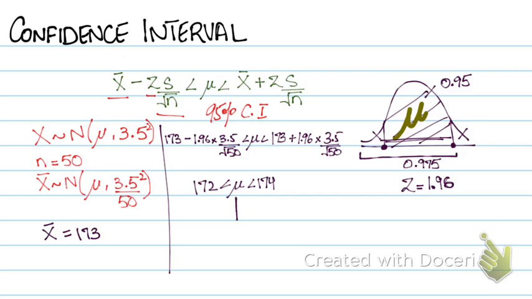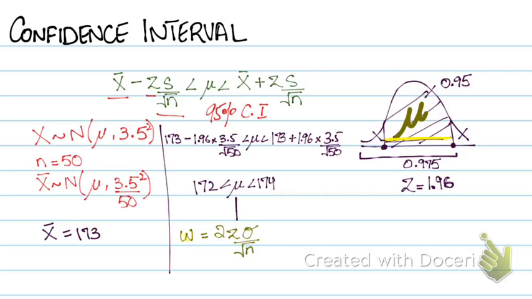Let me use a different color. This part is your width, and if you have to find the width, the formula is, let's use W. The formula for width is 2 into Z into sigma over root n. Sigma over root n or s over root n is basically your standard deviation of your sample, and this is how you find the width: 2 into Z into sigma over root n.